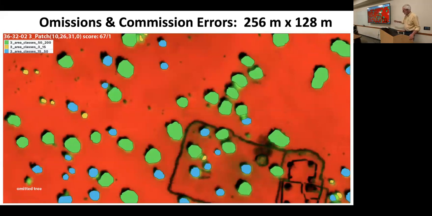So this is just a mapping where I analyze it. If it's a tree, it has to have a green canopy and it has to have an associated shadow in the direction away from the incoming solar flux. So you see all that here. This is not a tree. This is not a tree. But this over here is a tree, and it was an omission error. So the score here was 67 trees mapped correctly, 1 tree mapped incorrectly or omitted in this case. Now, this was one of the good areas.